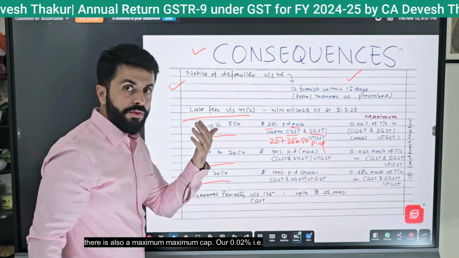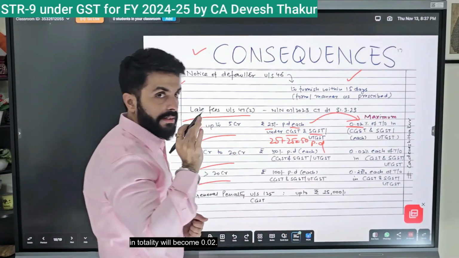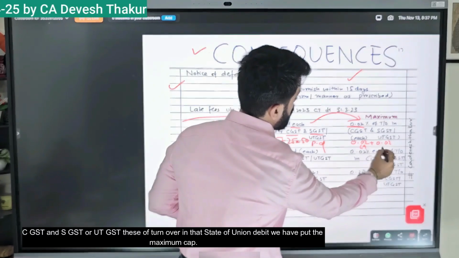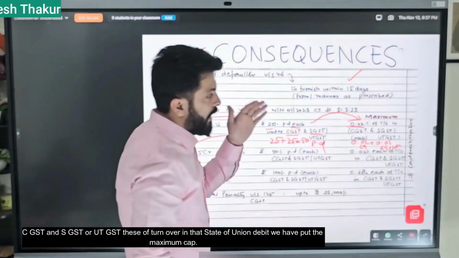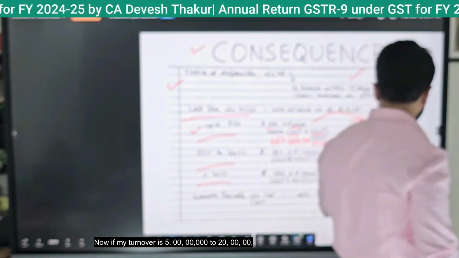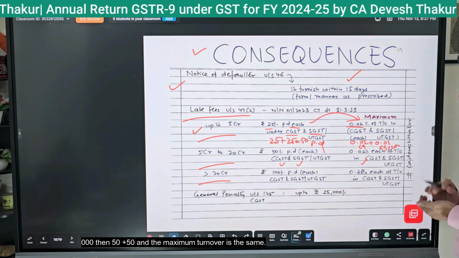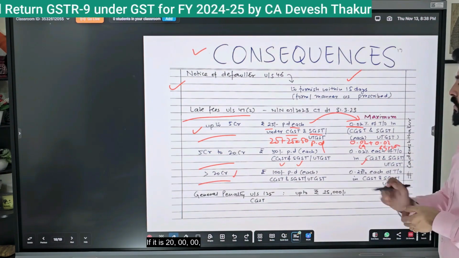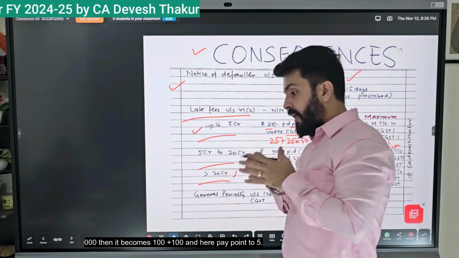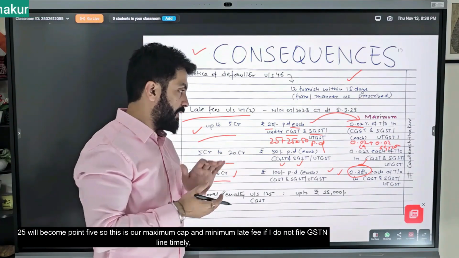There is also a maximum cap. It is 0.02%, i.e. in totality 0.02 plus 0.02, that is CGST and SGST or UTGST, of the turnover in that state or union territory; we have put the maximum cap. Now if my turnover is 5,000 to 20,000, then 50 plus 50, and the maximum cap is the same. If it is above 20,000, then it becomes 100 plus 100, and here 0.25 will become 0.5. So this is our maximum cap and minimum late fee if I do not file GSTR-9 timely.